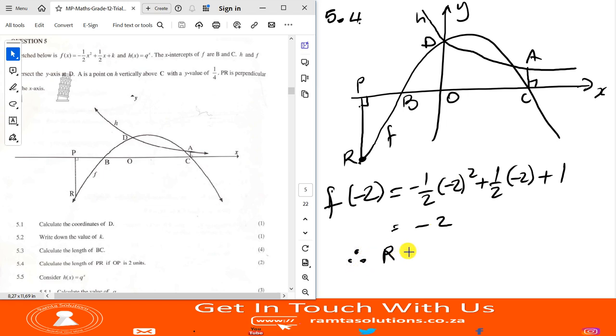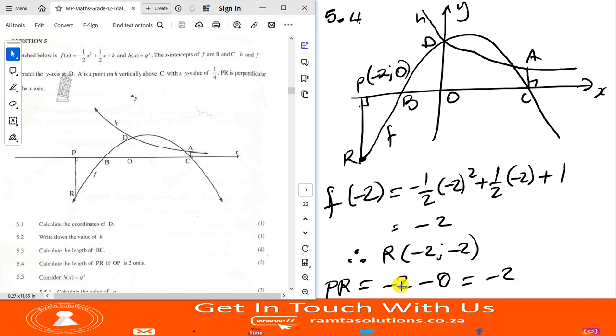Therefore, R is (-2; -2). What about P? I just said to you guys, P is -2, and because it's on the x-axis, its y value is 0. So what is PR? What is the y value here? The y value is -2. So it will be -2 minus 0, which is -2.